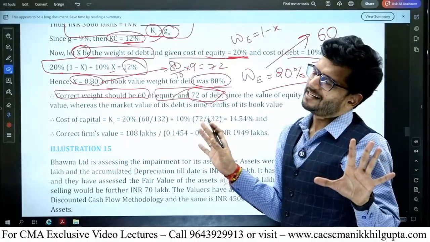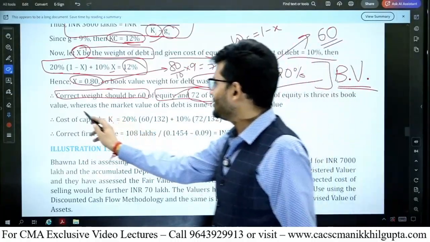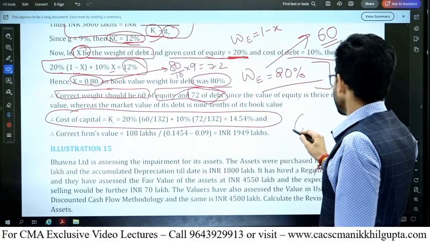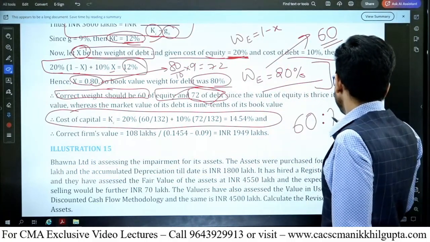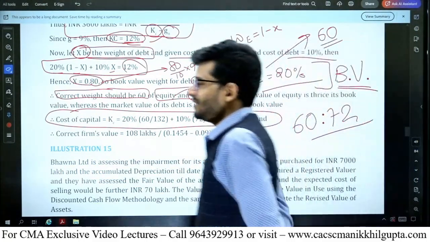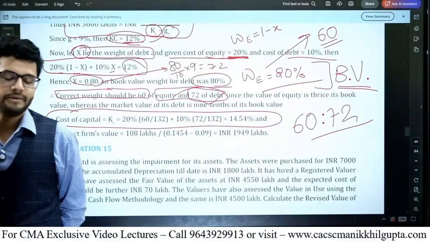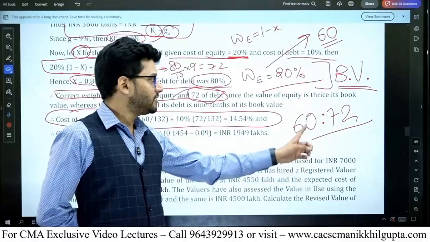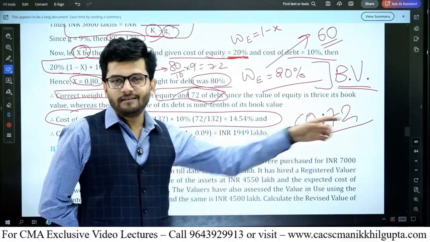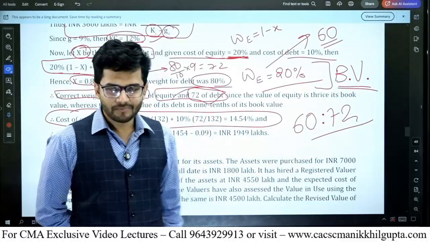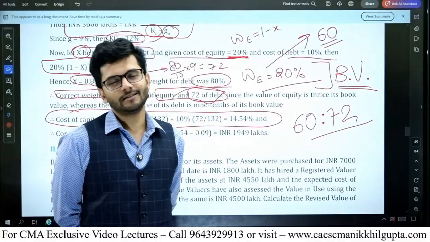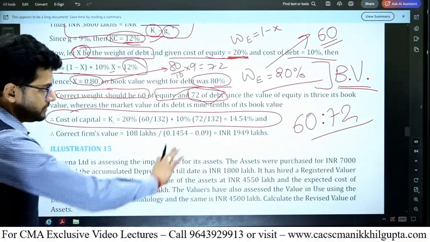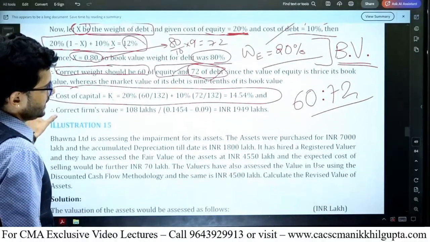And now very easily guys, very straightforward, we'll calculate the correct cost of capital based on weights, which is 60 is to 72. This is the weight of equity and debt based on market values. Thrice the book value is the equity, and 9 by 10 of the book value is the debt. So 60 is to 72 is the correct ratio of equity to debt.